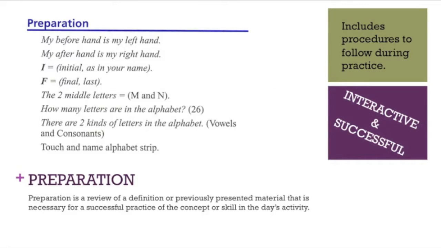The prep is teaching our students that their beforehand is their left hand, their afterhand is their right hand. So they're learning right away that letters move from left to right, just as we read from left to right. We also ask them how many letters are in the alphabet, and they discover that by counting them. They learn right away that there are two kinds of letters, vowels and consonants. So they will touch and name the alphabet strip and discover how many letters are in the alphabet and that there are two kinds of letters.